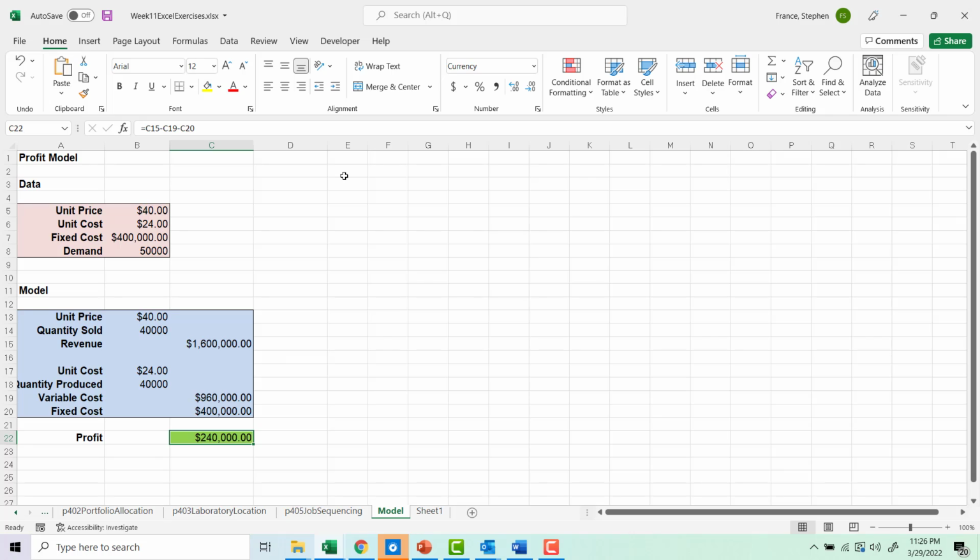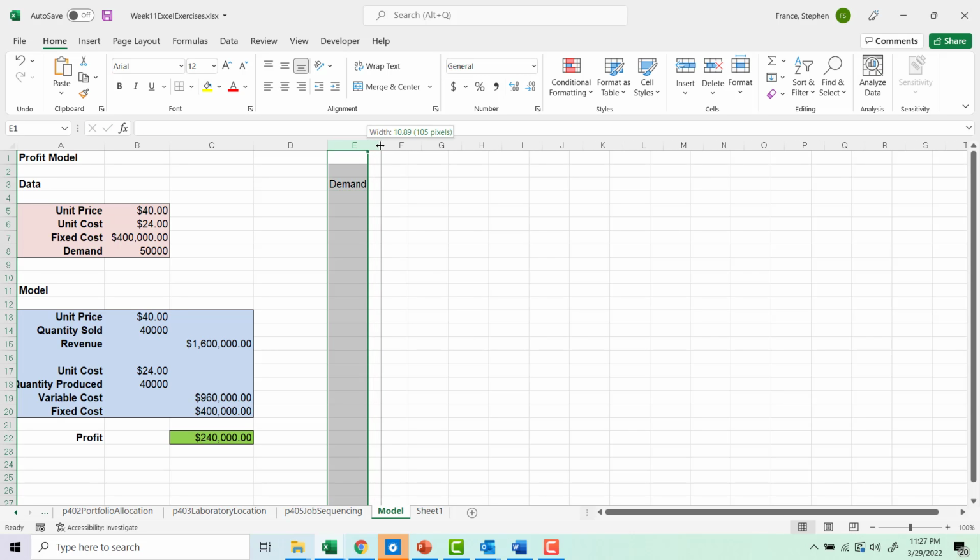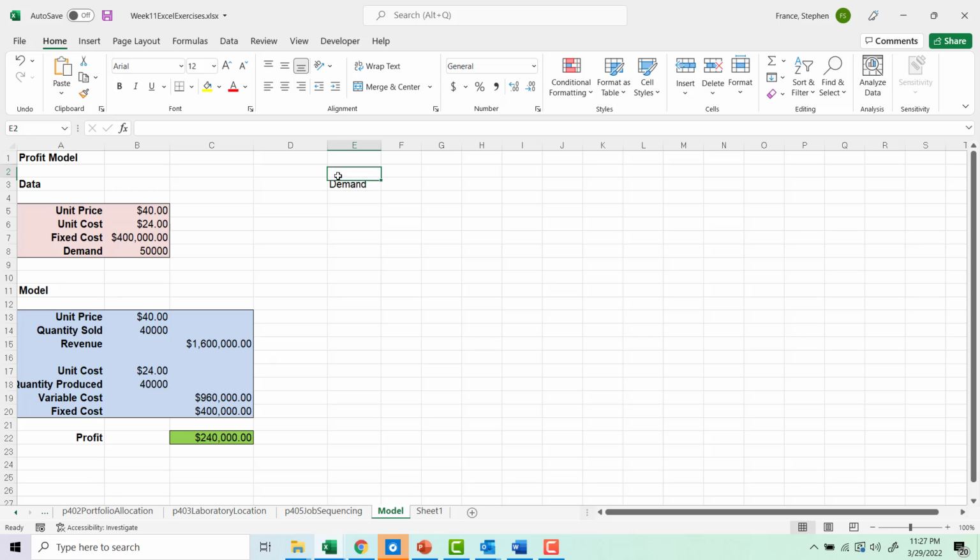So the profit is going to be the revenue minus the variable cost minus the fixed cost. So what we want to do is create something called a one-way table. And the one-way table, all it does is it takes one variable, gives different values of it, and then tries to calculate our revenue and our profit. So let's just type in a few values. So we want to calculate variable demand. And we want to examine profit for demand from 25,000 all the way up to 60,000 in increments of 5,000. So let's just put equals.